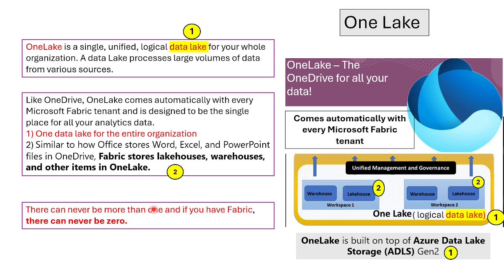And another thing that you need to be very clear over here is there can never be more than one. If you have Fabric for your tenant, there can never be more than one lake. So in essence, for each Microsoft Fabric tenant for your organization, there's going to be one lake, one lake. That's the whole idea about it.